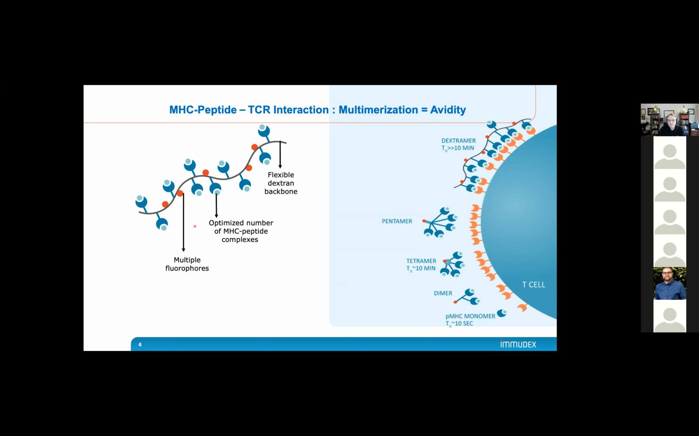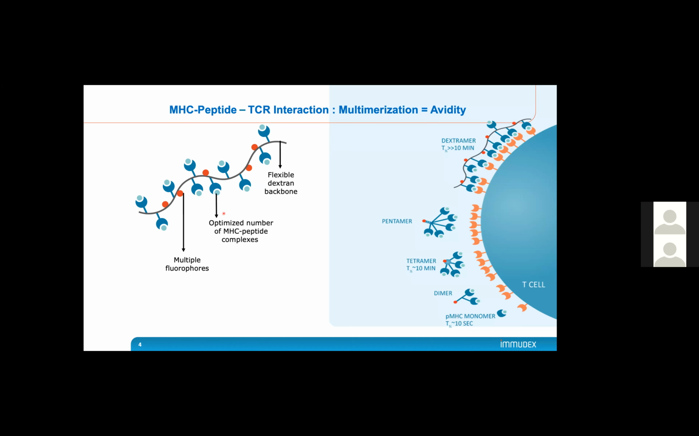And perhaps most importantly, we have optimized a number of MHC peptide complexes here. We've empirically determined the number of MHC peptide pairs that's going to give us the strongest binding to our antigen-specific T cells. And these are rare events, so you want them labeled very brightly and very reliably. And lastly, the fluorophores here are covalently attached to this dextran backbone. And depending on whether you get FITC, PE, or APC, which are the 3 dyes that we currently offer, you get a different number of those fluorochromes, which is another method we use to optimize the signal-to-noise ratio.